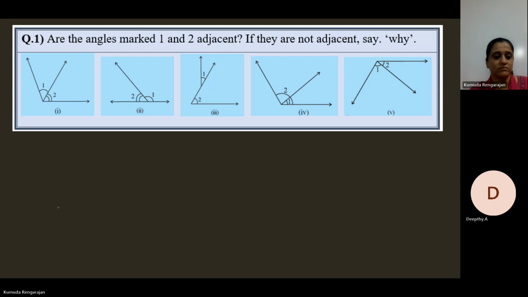The first one, fourth one, and fifth one are right. Are the angles marked 1 and 2 adjacent? If they are not adjacent, say why.